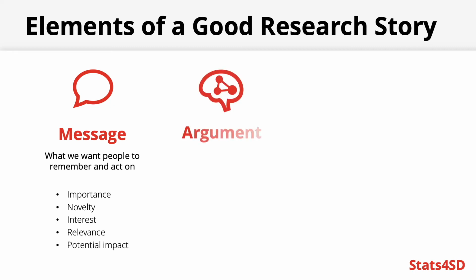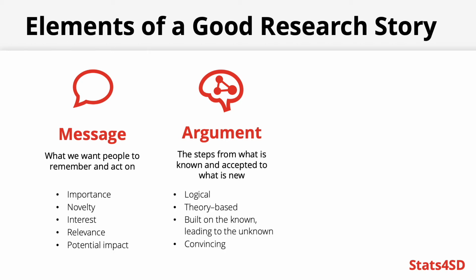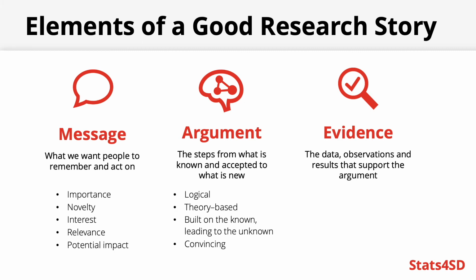Second, the argument. There needs to be a logical sequence from the known to the new result. Scientific theory will come into that. The argument needs to be convincing, as skeptics will try to find flaws in it. And third, you need the evidence that supports the argument. These are the data and the observations that you table to back up your claims made in the story.